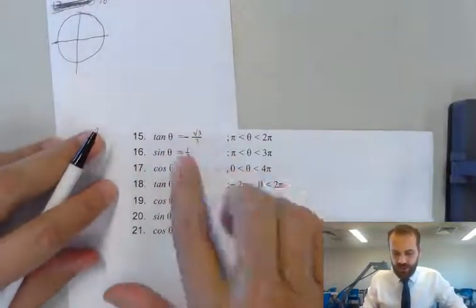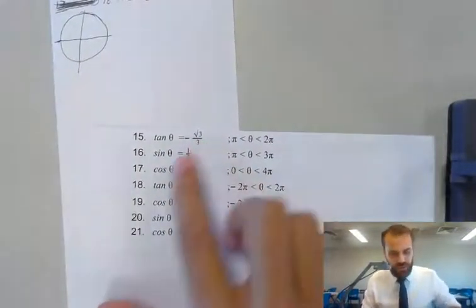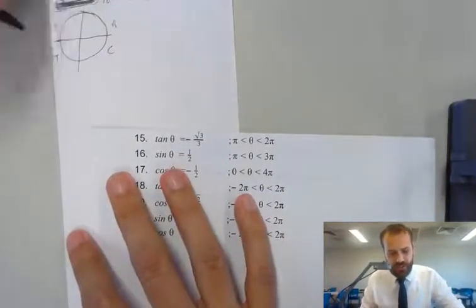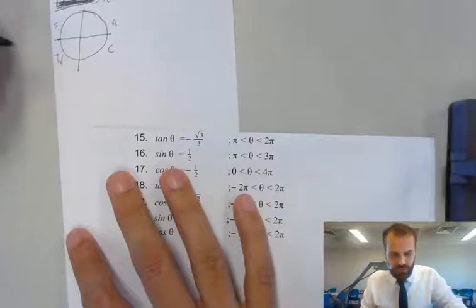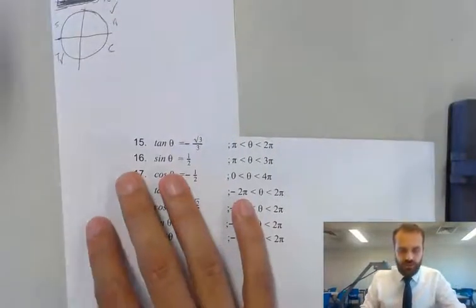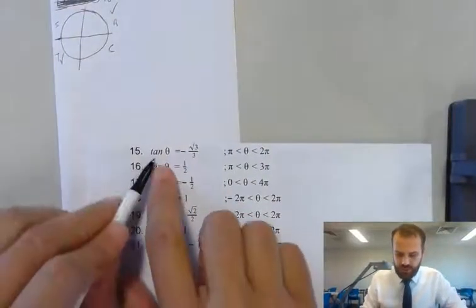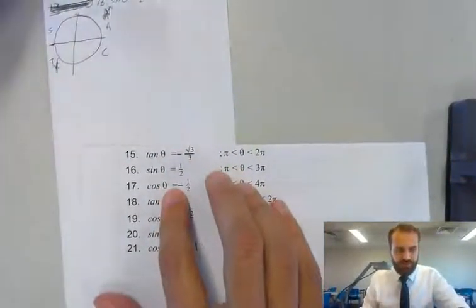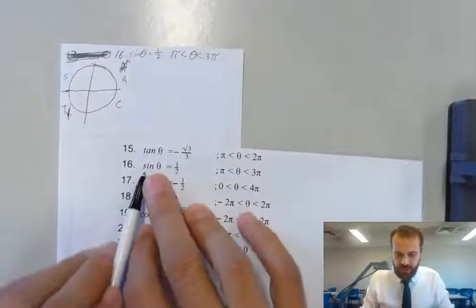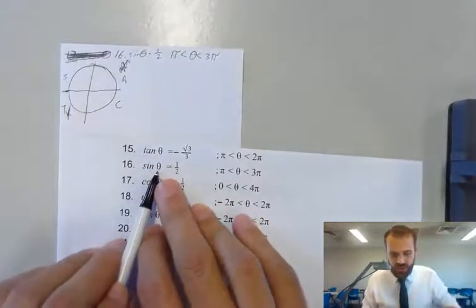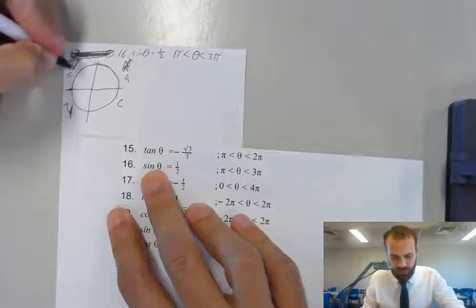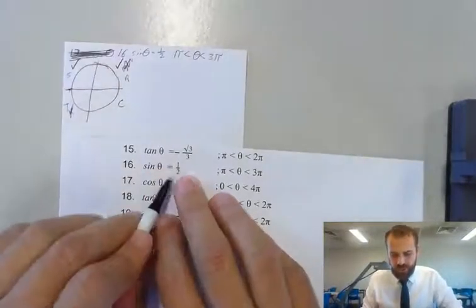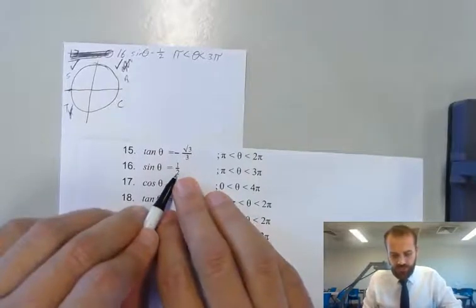Tan theta equals negative root 3 on 3. It's a tan question, C-A-S-T. So it's going to appear in this quadrant and this quadrant. Oops. Sorry. Question 16. Sorry, confusing myself here. Question 16, it's a sine question, so it's going to appear in this quadrant and this quadrant. And it's a positive answer, sine theta equals 1/2.